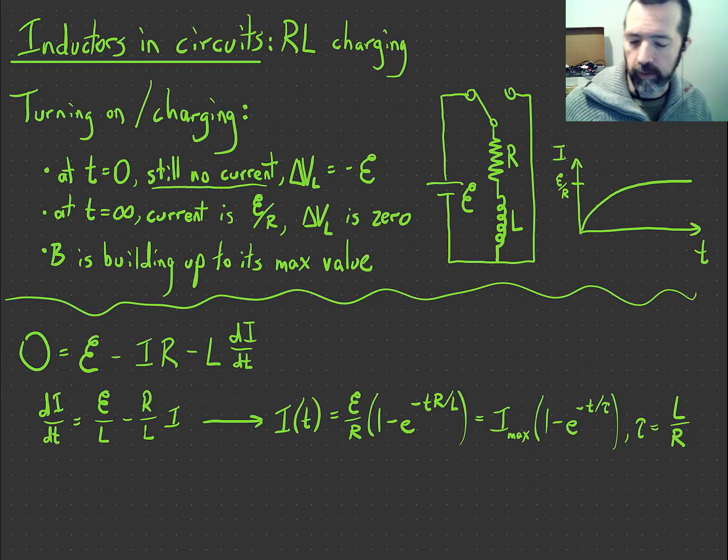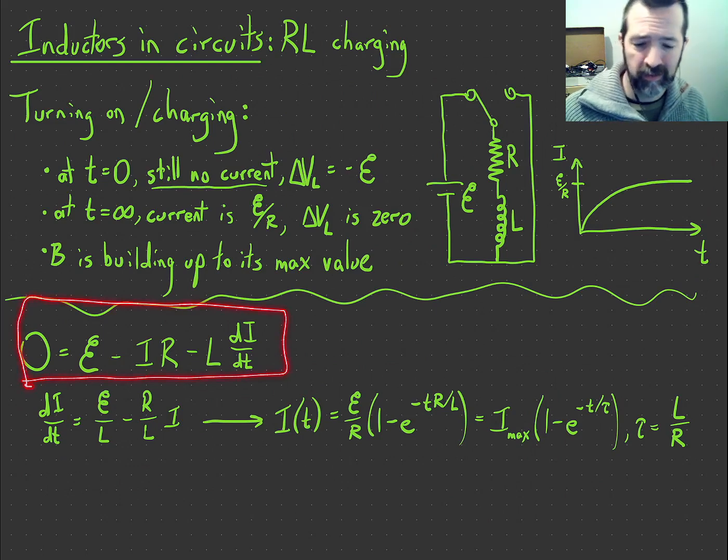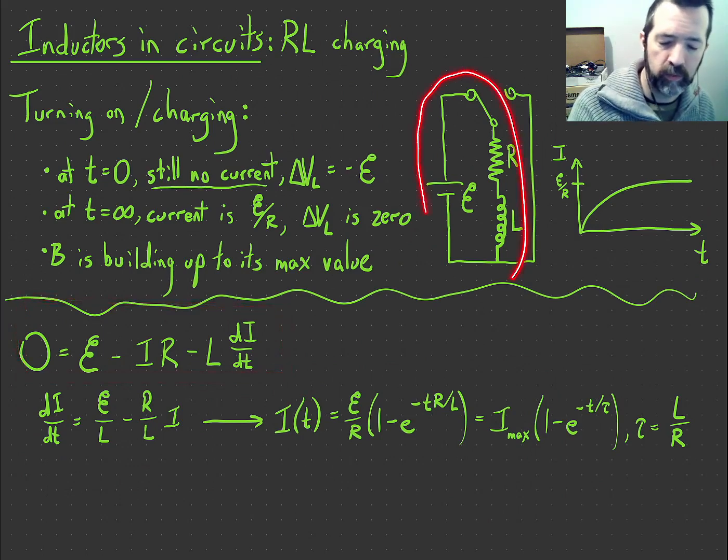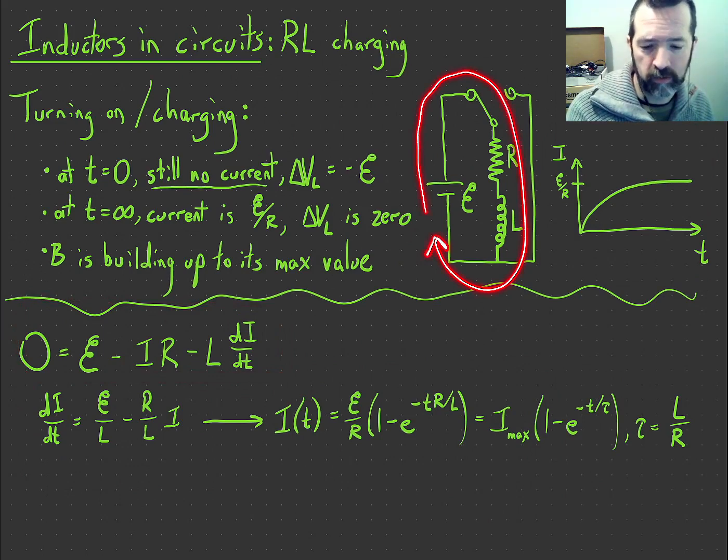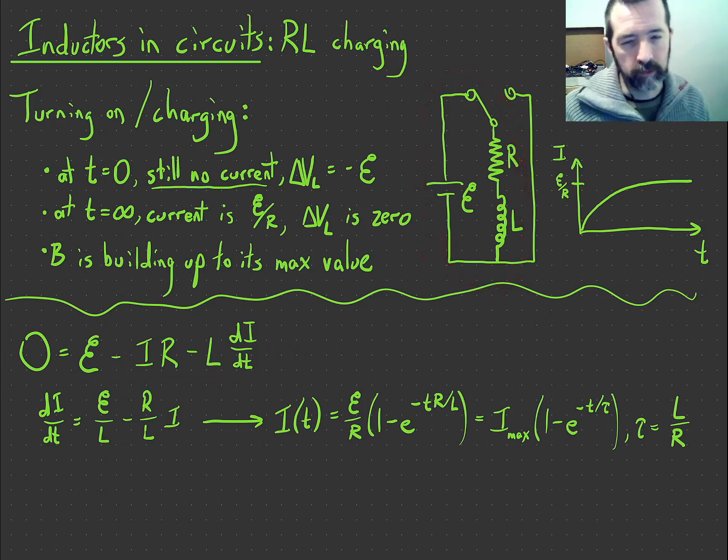Now, if I go back to the charging case, when I write the loop rule for the charging case, it's more complicated because the battery is there. So if I do this loop, that's the direction the current's flowing while charging. But there are 3 circuit elements here instead of just 2. So I need the battery, I need my minus IR, negative because I'm going with the current through the resistor, and then I need negative L dI/dt. This time the minus sign is intrinsic, it's part of it all the time.